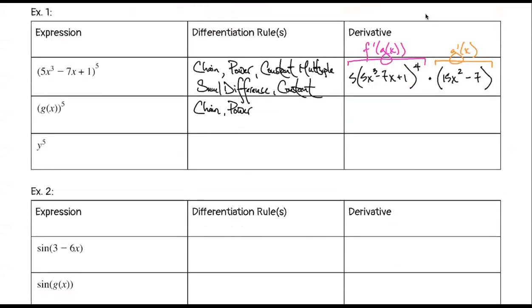Okay. All right, so it looks really similar, everything that people are saying, to what we had written down for the first one, except that we have 5g of x to the 4th times g prime of x, okay? So super similar structure going on here. And we have one last expression, this y to the 5th. What are our thoughts? How might we write the derivative for y to the 5th?